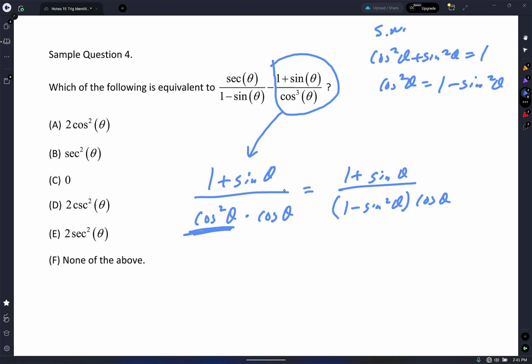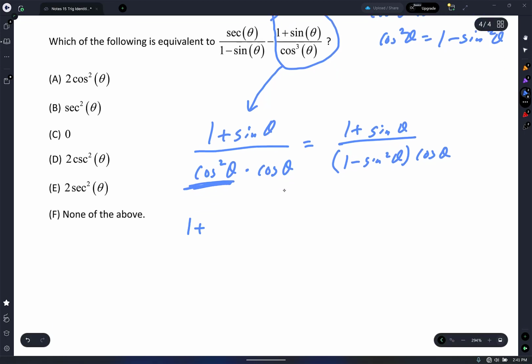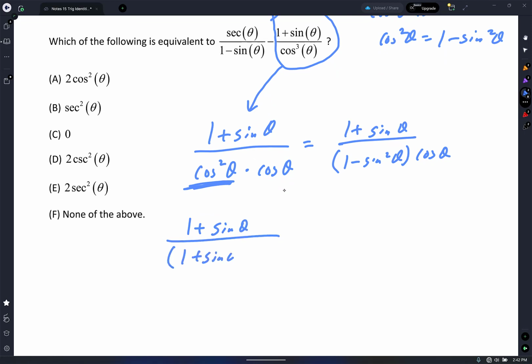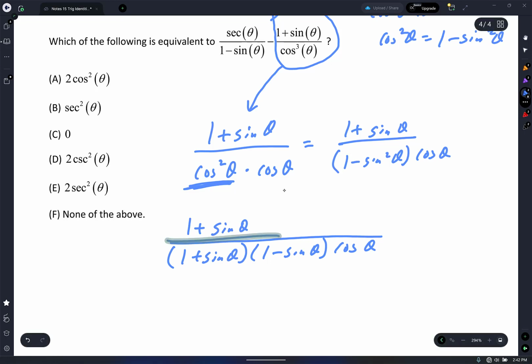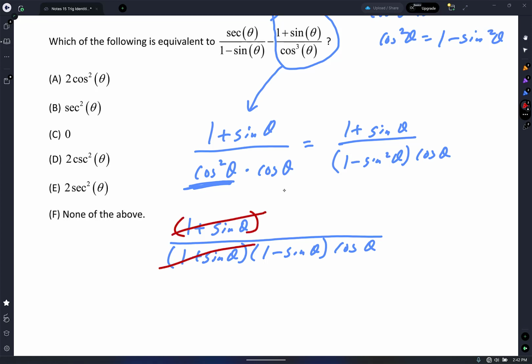1 minus sine squared theta is the difference of squares. Can I expand that? Yes. So now I'm going to write 1 plus sine theta, that's from the numerator, over 1 plus sine theta times 1 minus sine theta times cosine theta. Because I have a product in the denominator, something times something times something, over 1 plus sine theta, can I cancel out the 1 plus sine thetas? Yes, cancel it out. Bam, bam.